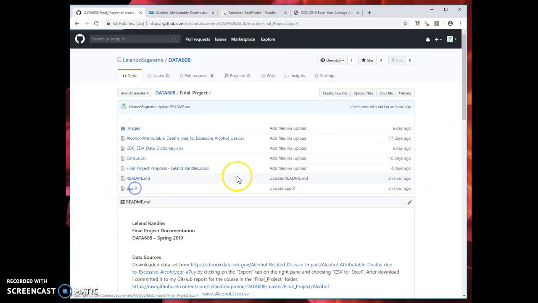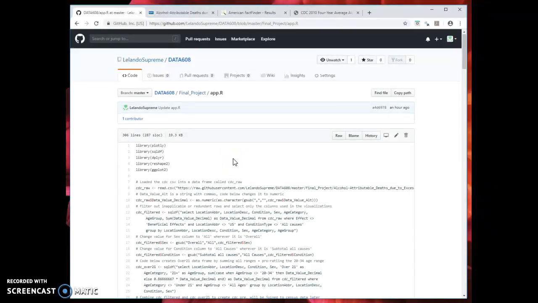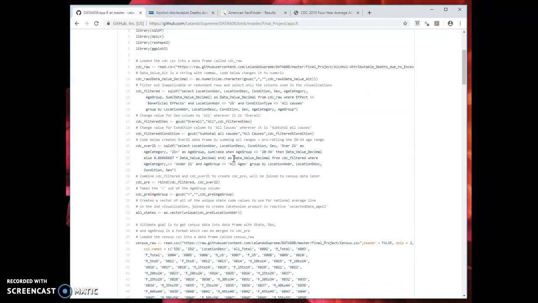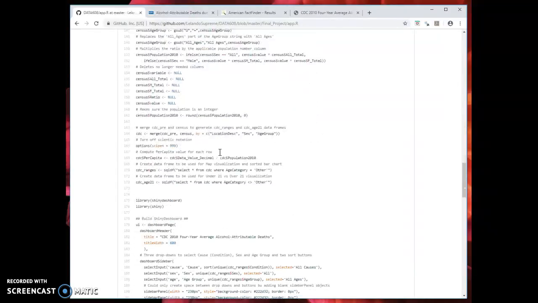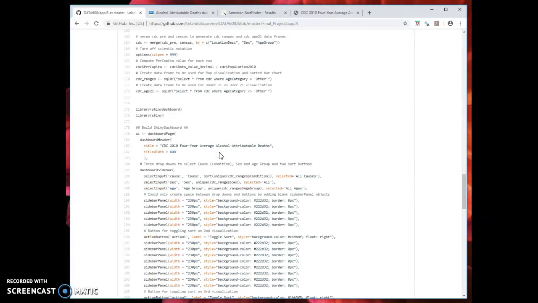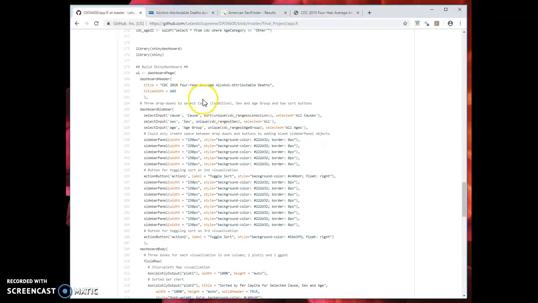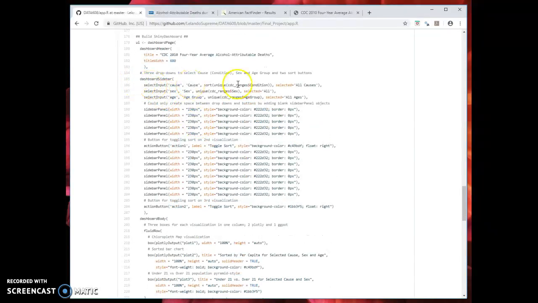Glancing briefly at the code, essentially the first half of the code does everything that's needed to marry the data sets by state, age, and sex. So all of this is done to read in the data sets and eventually merge them and format as desired. Also compute per capita and some other stats that are essential to the visualizations. Then we build a Shiny dashboard that essentially has 3 inputs, cause, sex, and age group, and 2 buttons that are used to toggle sorts.